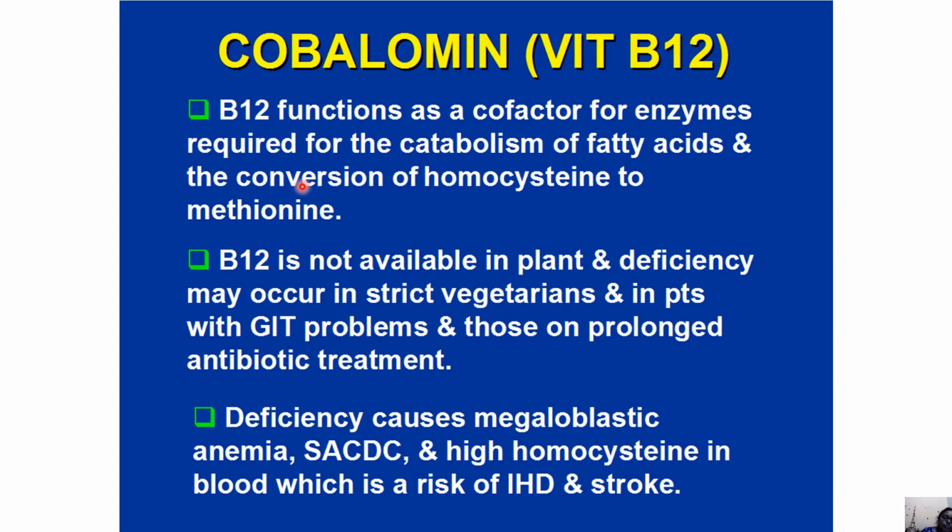Now, B12 functions as a cofactor for enzymes required for the catabolism of fatty acids and the conversion of homocysteine to methionine. So, B12 is not available in plants, and deficiency may occur in strict vegetarians, in patients with GIT problems, and those on prolonged antibiotic treatment. Okay? And deficiency causes megaloblastic anemia and high homocysteine in blood, which is a risk of stroke.